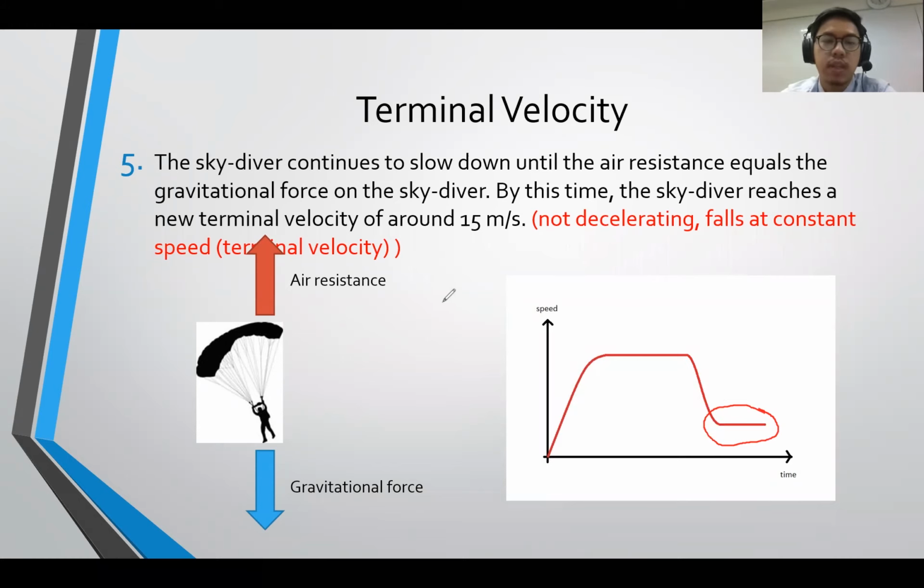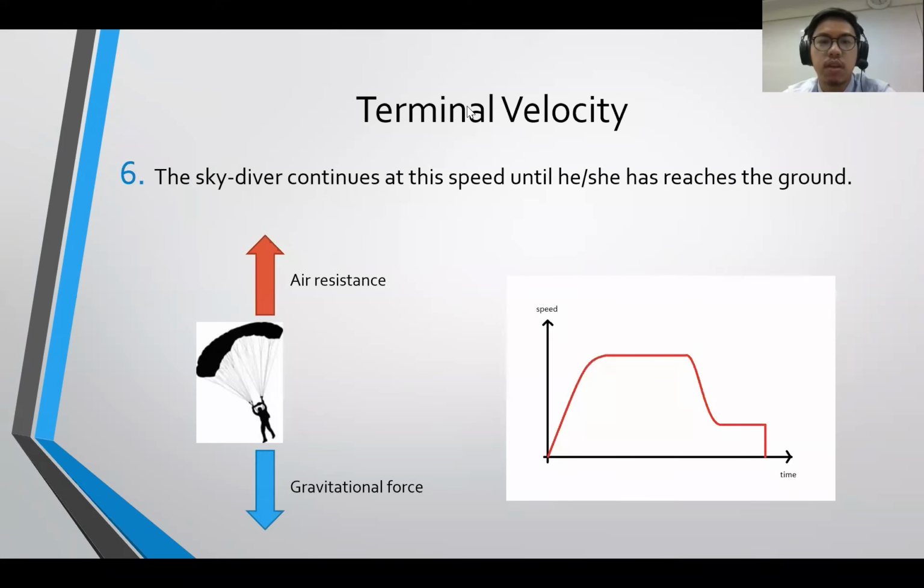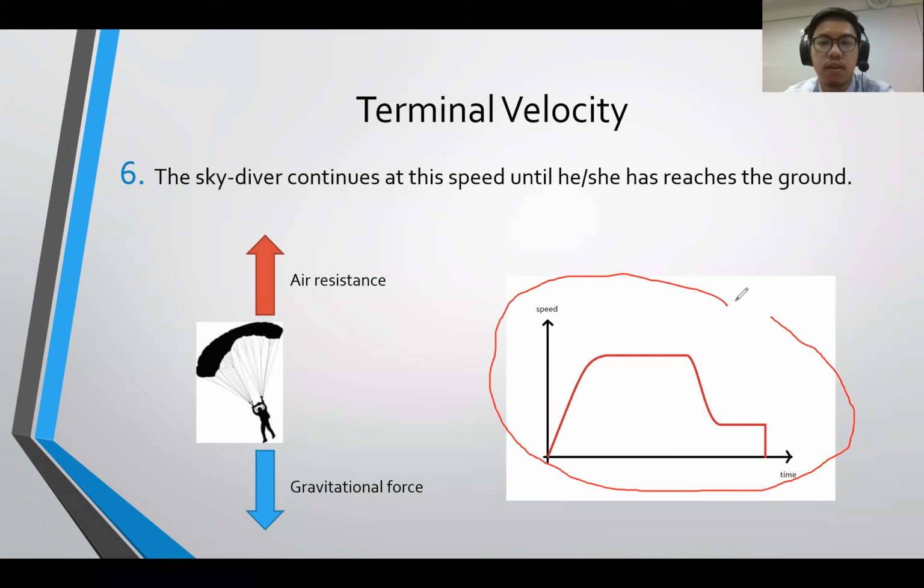So you are falling with your parachute open and you are reaching the ground. So when you have reached the ground, what happens? Your speed will immediately fall to zero. So you will stop, and when you stop, your speed is zero. That's why the graph drops immediately to zero, and that means you have reached the ground. And this is what the graph looks like when you are falling.